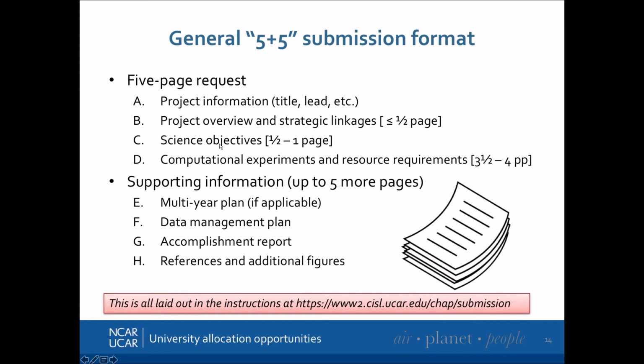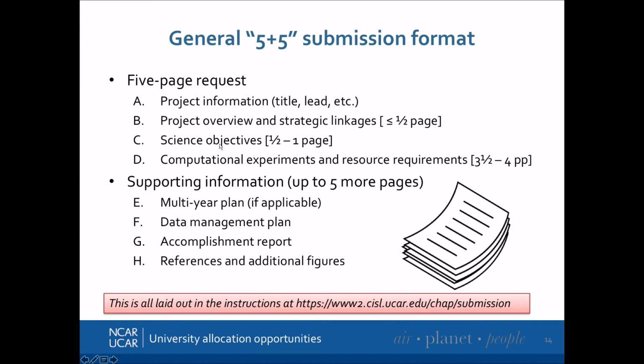So in general, I think about our submission format as a 5+5 format. The main part of the document is a 5-page request. It has a very short project information section, a few lines there, a project overview and strategic linkages section. It's about a half page at most. A short section on your science objectives. This section is important, but a key part of your success is to put it in the proper context.